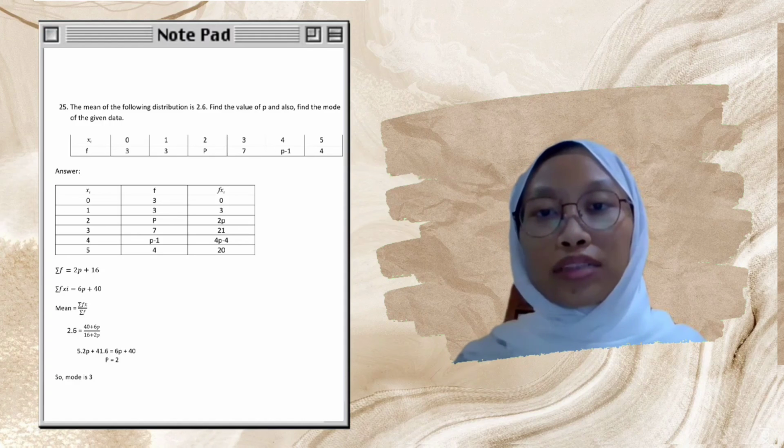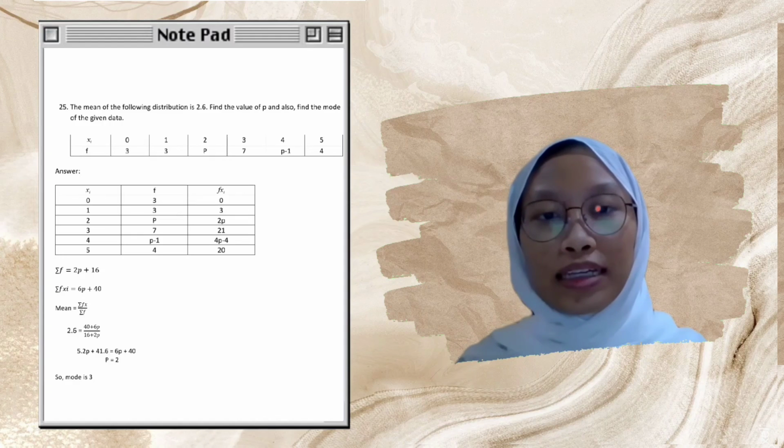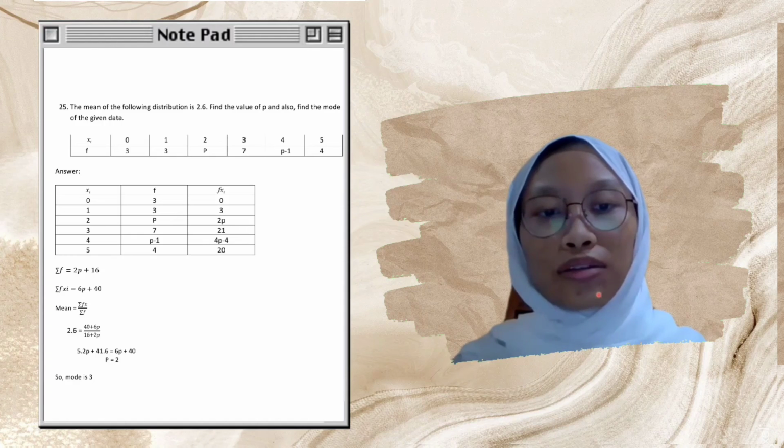Next, the question asks for the mode of the given data. When we look at the table, we see that the highest frequency is 7, which is in the same row as x equals 3. So the mode is 3.